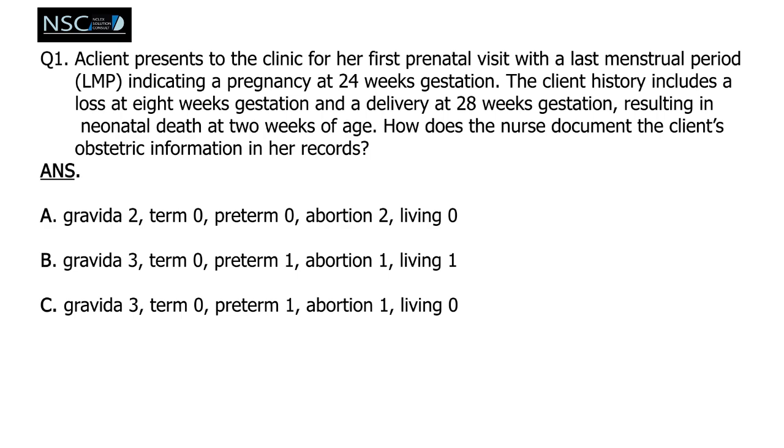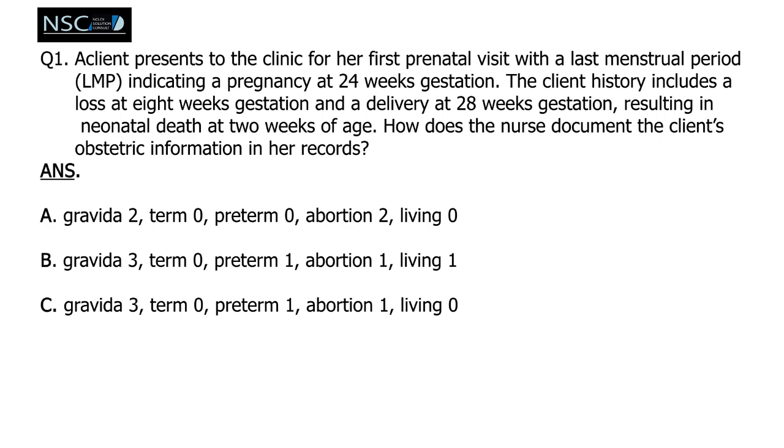I take the question again. A client presents to the clinic for her first prenatal visit with a last menstrual period indicating a pregnancy at 24 weeks gestation. The client's history includes a loss at 8 weeks gestation and a delivery at 28 weeks gestation, resulting in neonatal death at 2 weeks of age. How does the nurse document the client's obstetric history in her records?